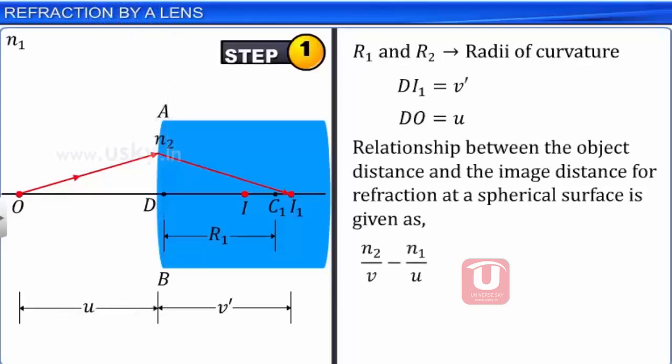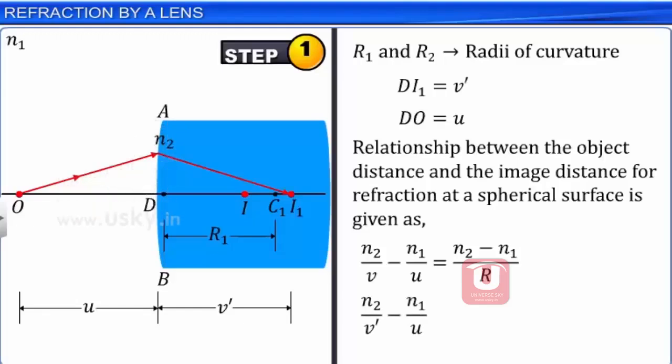In the second step, let us consider the refraction at the second spherical surface AEB. Because of the refraction at AEB, the image is actually formed at I instead of forming at I1.